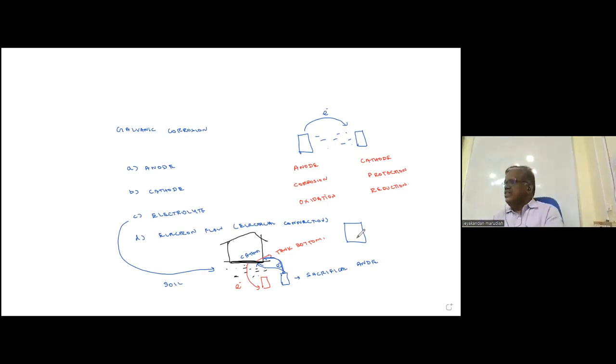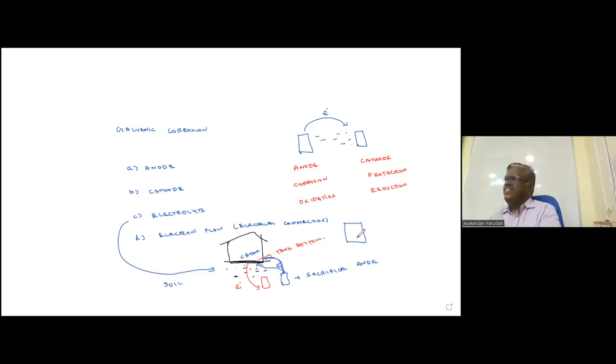This arrangement is called an impressed current cathodic protection system. The advantage of the impressed current cathodic protection system is that it is suitable for large tanks and high resistivity soil. The disadvantage is the initial investment is high; everything is the opposite.